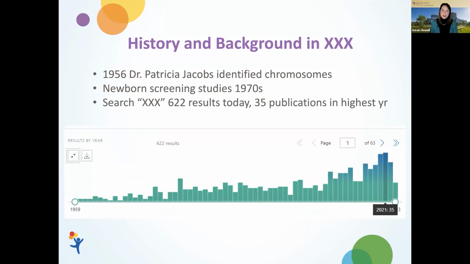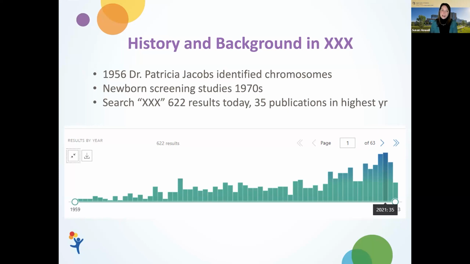From a history and background perspective, in 1956, Dr. Patricia Jacobs identified chromosomes for the first time under the microscope. And so this was identifying that the presence of the extra X chromosome was in individuals associated with various medical and physical differences. And in the 1970s, we started learning a lot more from newborn screening studies that were initiated, understanding the variability that we can see in trisomy X, as well as the impact that having that extra X chromosome can have.